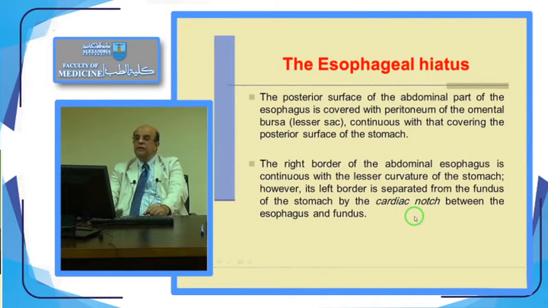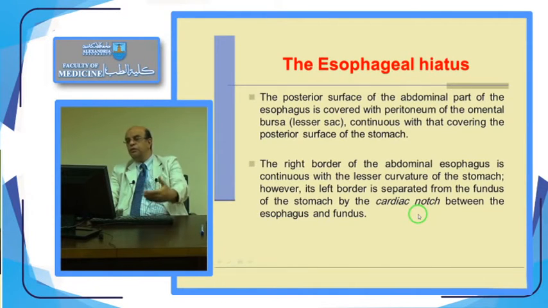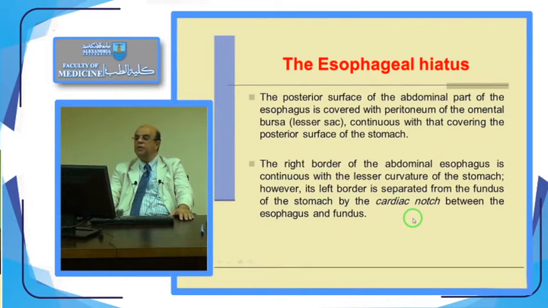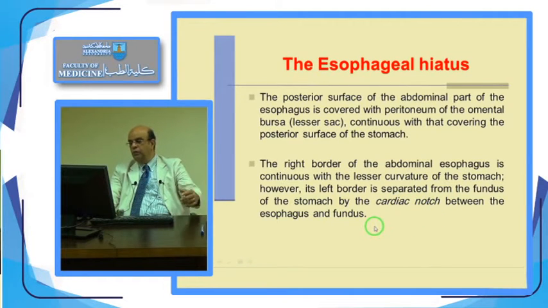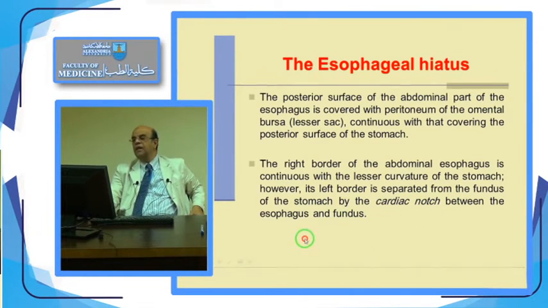The posterior surface of the abdominal part of the esophagus is covered with peritoneum of the omentum of the lesser sac, which is continuous with that covering the posterior surface of the stomach. This is the parietal peritoneum, which goes and comes back on the posterior abdominal wall, and the right border of the abdominal esophagus is also continuous with the lesser curvature of the stomach. However, its left border is separated from the fundus of the stomach by the cardiac notch, what we call the angle of His, between the esophagus and the fundus.